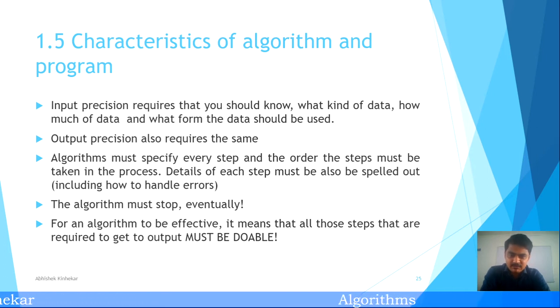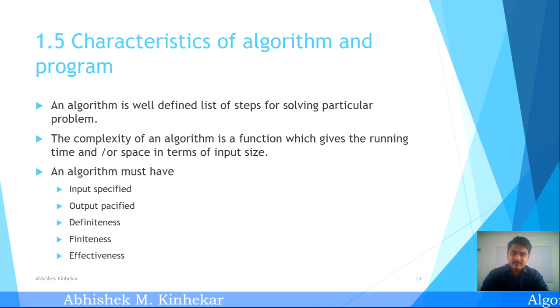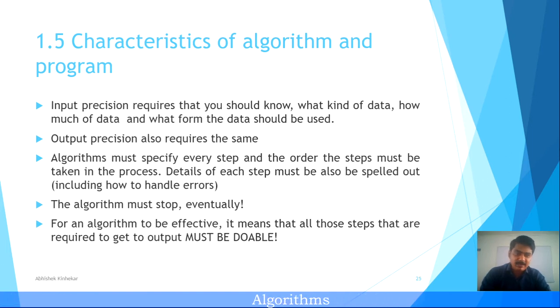If the operation you are working on data does not give you a result, or that operation is not doable, then that algorithm has no efficiency at all, or no effectiveness at all. Correct? So while discussing algorithms, which 5 characteristics? These 5: input specifiedness, output specificness, definiteness, effectiveness, and finiteness.